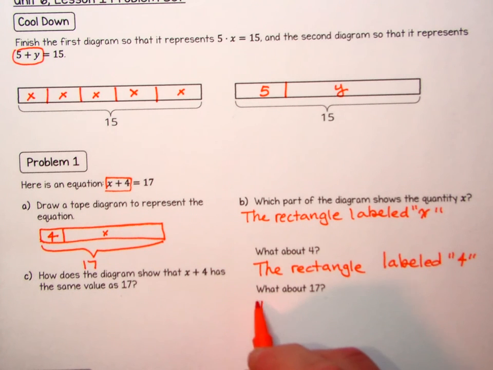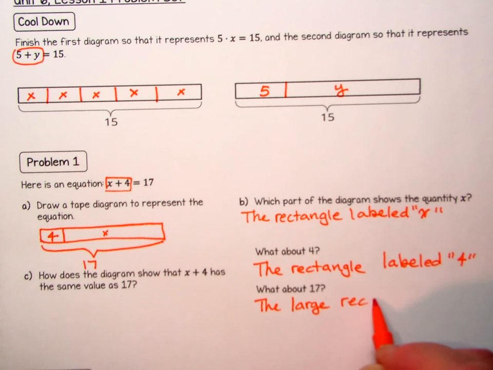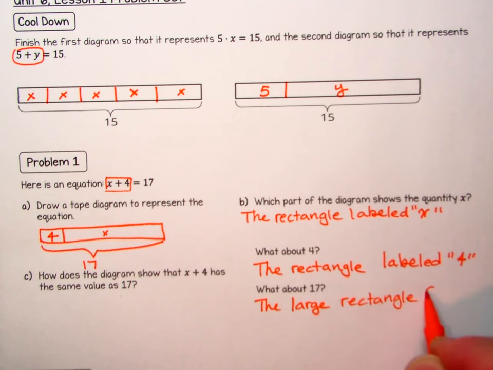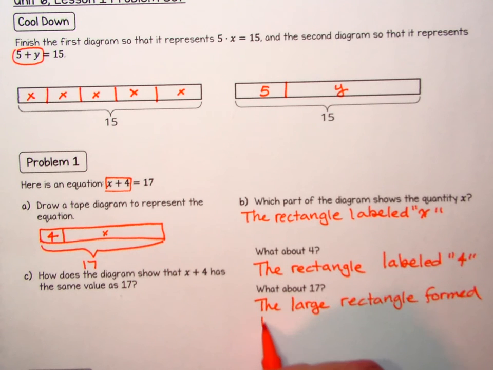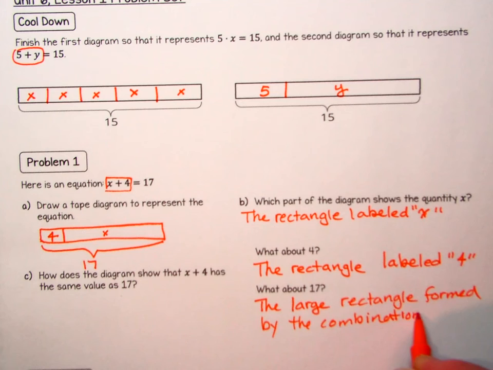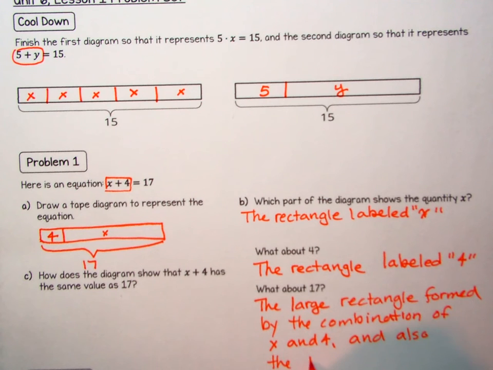You could say the large rectangle formed by the combination of x and 4, and also this 17 beneath the bracket. And you obviously could have worded this differently.